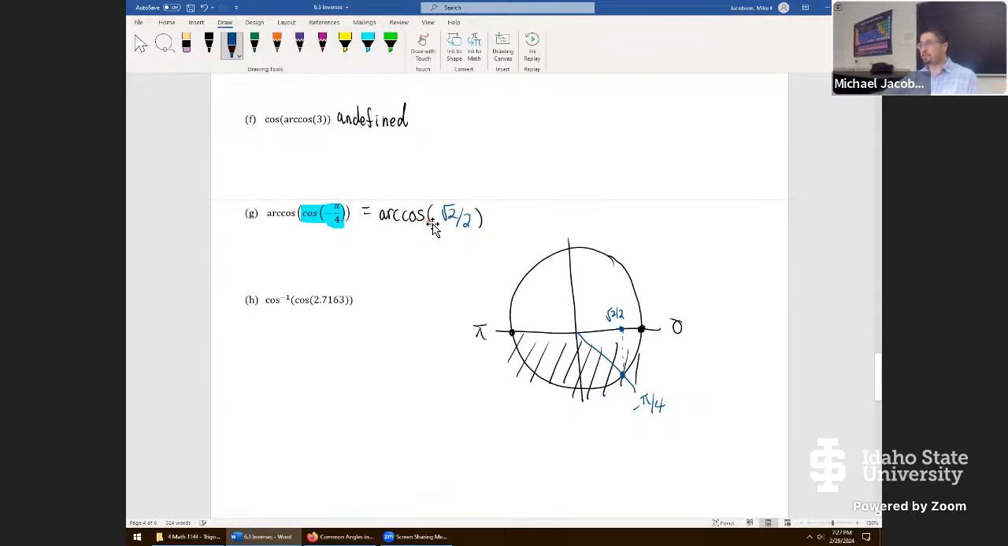But now that we have an input of root 2 over 2, we can keep on going up. And this right here, at pi over 4, is our answer to this one. So kind of a weird way to compute.